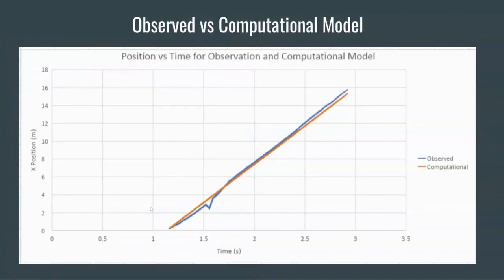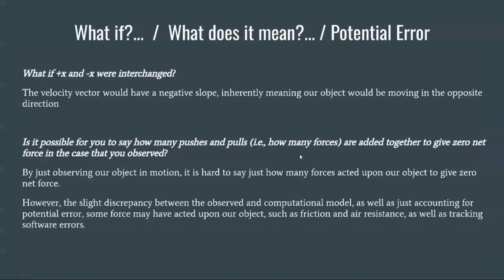Next we have our model, comparing our two models. In the orange we have computational, the blue we have our experimental, and there's some discrepancies there, but we're about to discuss those. And so here are a few follow-up questions on that.